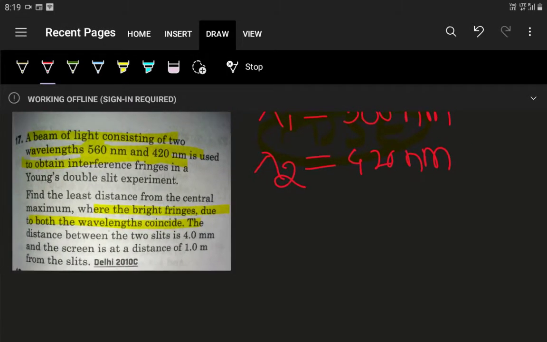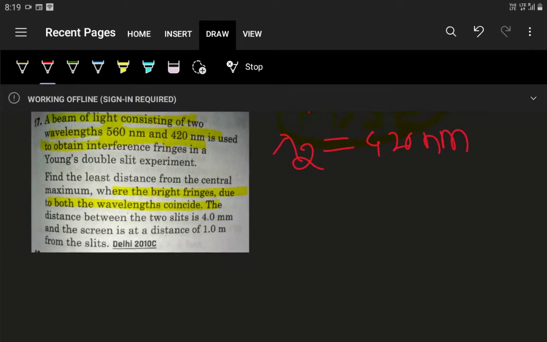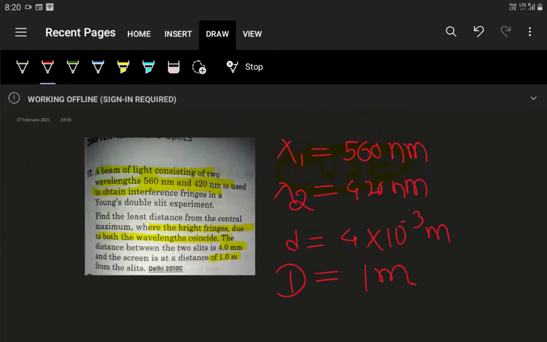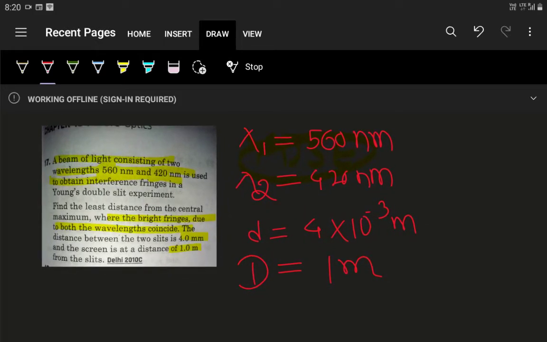The distance between the two slits is 4 millimeter, and another thing is also given: 1 meter. So what are these three given? The distance between the two slits, denoted by small d, is 4 × 10^-3 meter, and the screen is at a distance of 1 meter from the slits. That is, the distance between slit and screen, capital D, is 1 meter. So we are provided with all three values, and we are required to find the least distance from the central maxima.